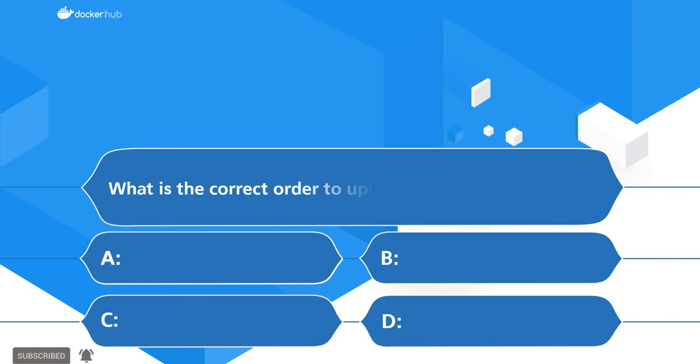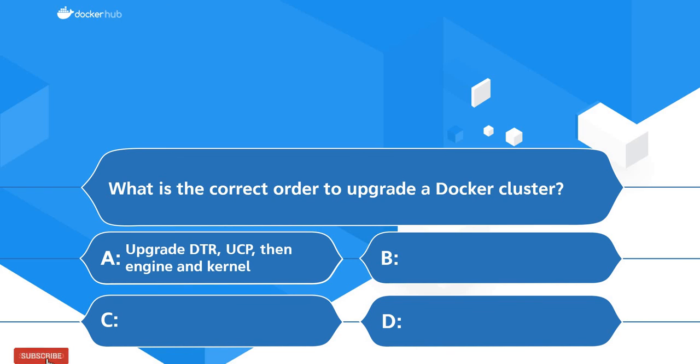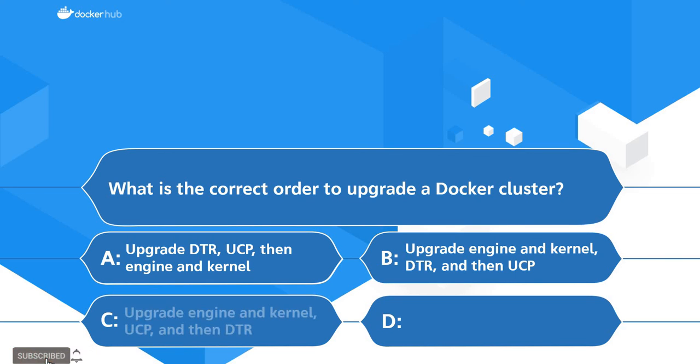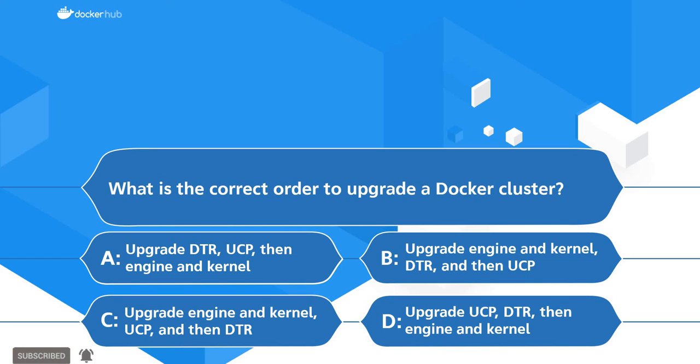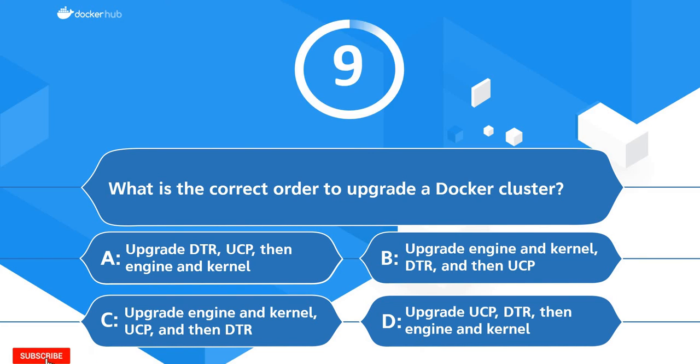What is the correct order to upgrade a Docker cluster? A. Upgrade DTR, UCP, then engine and kernel. B. Upgrade engine and kernel, DTR, and then UCP. C. Upgrade engine and kernel, UCP, and then DTR. D. Upgrade UCP, DTR, then engine and kernel. Your time starts now.